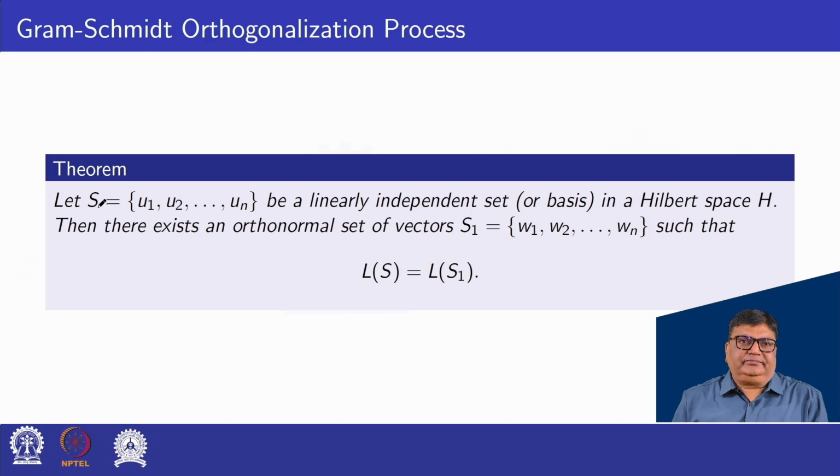Theorem. Let S = {U1, U2, and so on Un} be a linearly independent set or basis in a Hilbert space H. Then there exists an orthonormal set of vectors S1 = {W1, W2, and so on Wn} such that the linear span of S is equal to the linear span of S1.